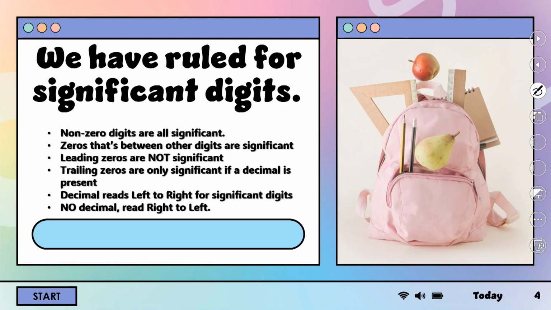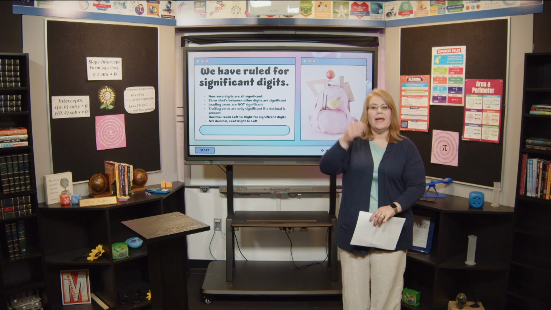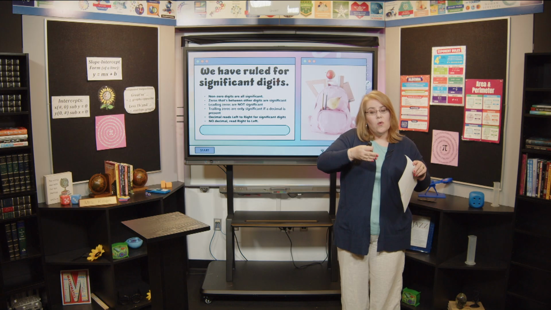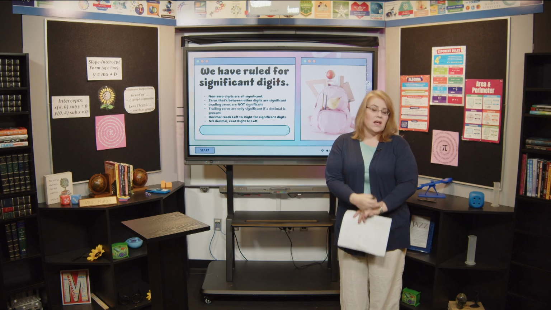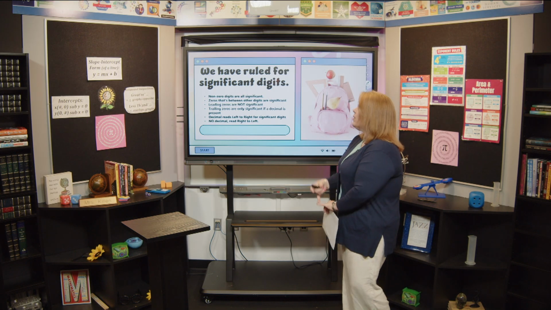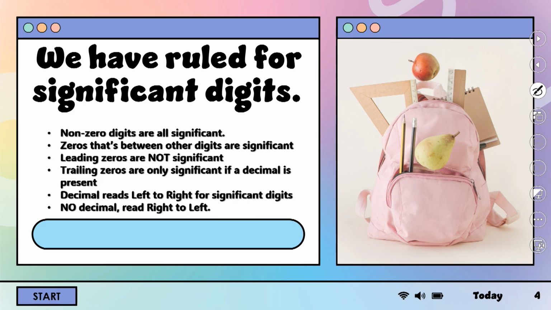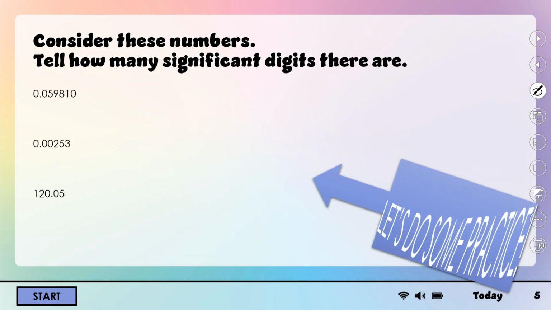Zeros that are between digits are significant. Leading zeros are not. So if I had a number that was 0 point blah blah blah, the zero in front that's leading is not going to be significant. Trailing zeros are significant. It helps be more precise or more accurate. And with decimals: when we have a decimal, I'm going to read from right to left, but if I do not have a decimal, I'm going to read from left to right. So let's consider these numbers. Let's get into our notes and our examples.